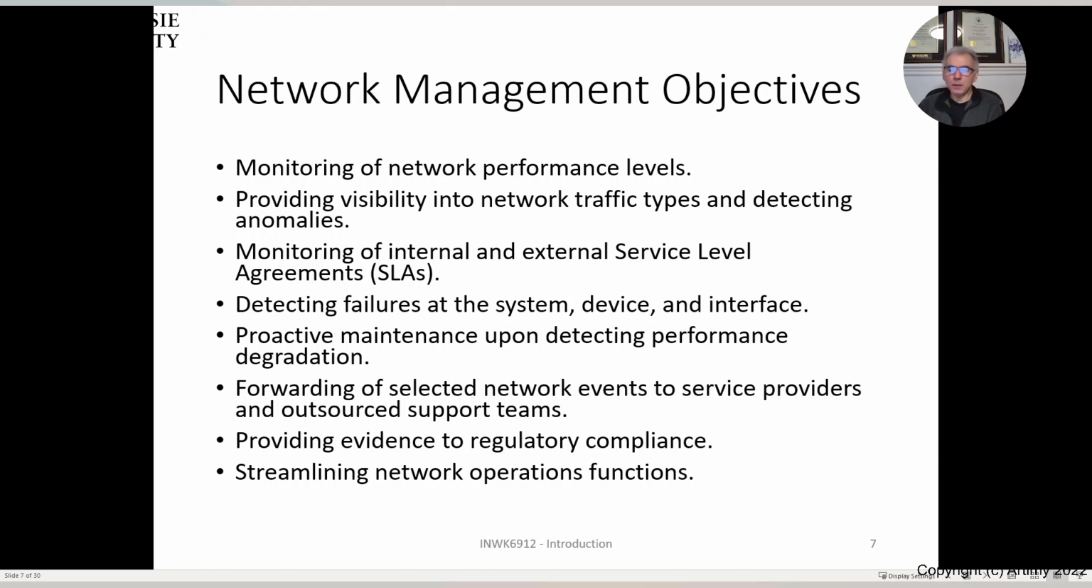Also, there is a big overlap between network management and security, right? I think sometimes before people started paying attention to security, network management was the security. And one of those areas of overlap is monitoring the traffic type. If you are responsible for network management, you should be keeping an eye on the type of traffic going through your network.